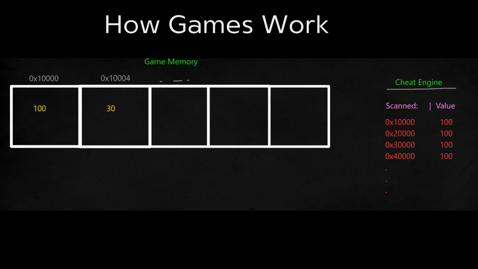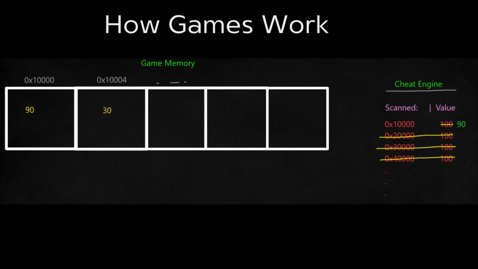Now to find our address 10,000 that holds our health, we have to tell Cheat Engine to scan for the value 100, because that's our current health. Cheat Engine will scan all the memory addresses from 0 to all those F's that I showed before. Then it will show you all the addresses that have the value 100. Usually it's a lot. This could be other enemies' health or stuff that has to do with the game, but one of them is our health.